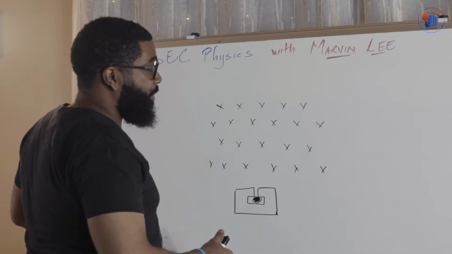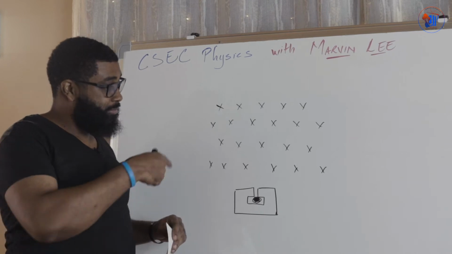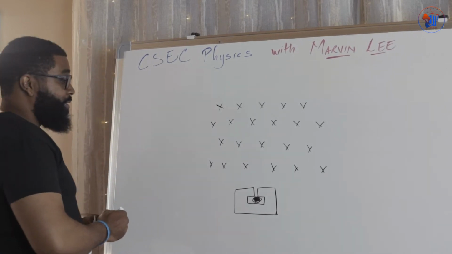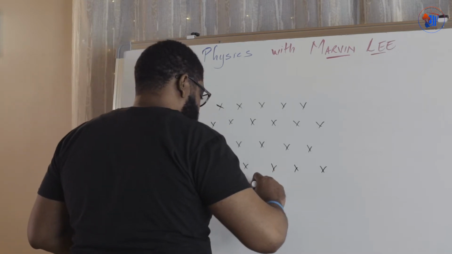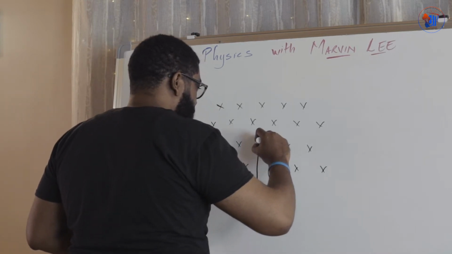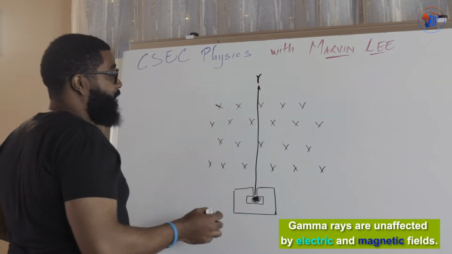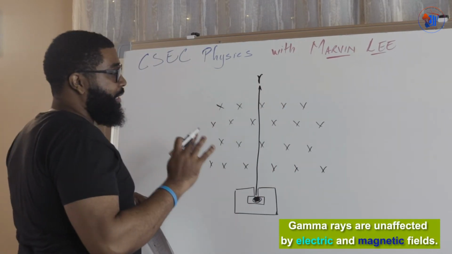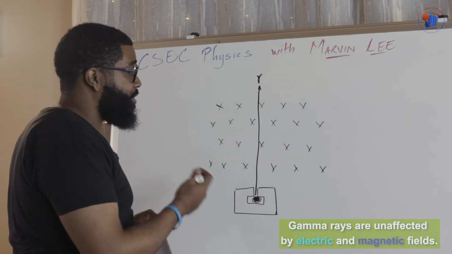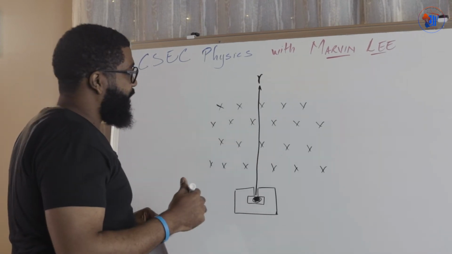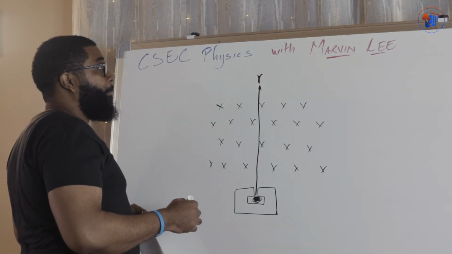So just like we're working the paper from the back to the front, we'll deal with the radiations from the back to the front as well. The last radiation listed was gamma. Now, gamma rays are totally unaffected by electric and magnetic fields. They have no mass and they have no charge, and as a result they're not affected by the magnetic field.